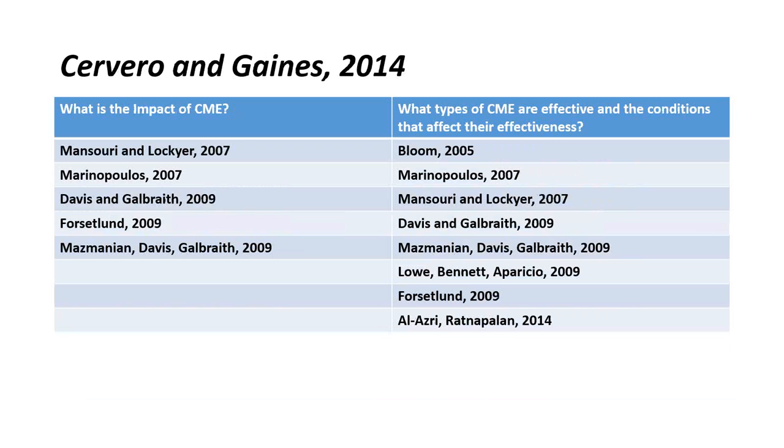And finally, in the Severo and Gaines article from 2014, we see that it's broken down again into what is the impact of CME and what types of CME are effective and the conditions that affect their effectiveness. And many of us may be more familiar with these articles than we were with the articles in the previous two studies, so I won't go into the titles of these. So let's move on to the next area, where Severo and Gaines looked at what they call the literature on reform in CME.